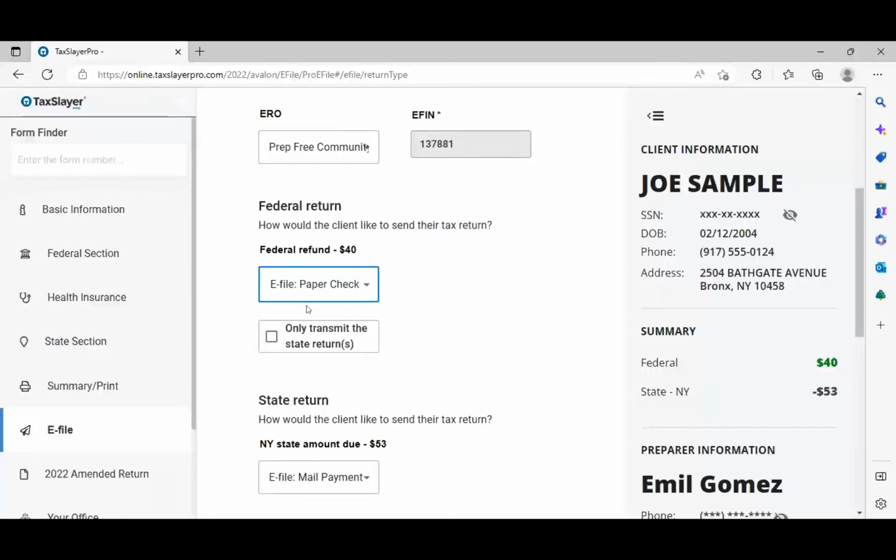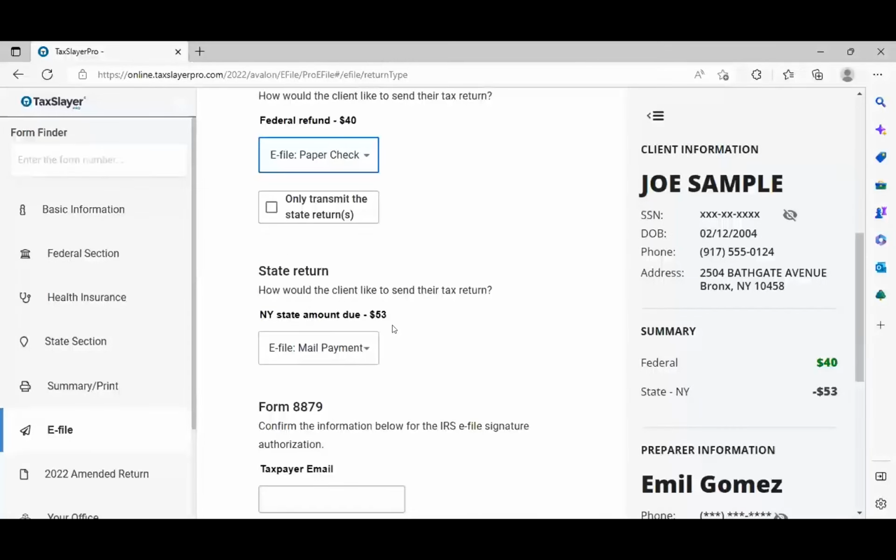Okay. How do we know what to do? What box do we check here? Well, again, that should be listed on page 1 of our checklist towards the bottom right-hand corner. You'd have indicated he wants a refund, if any, sent to him as a paper check. Okay. How about the payment? How does he want his payment done?